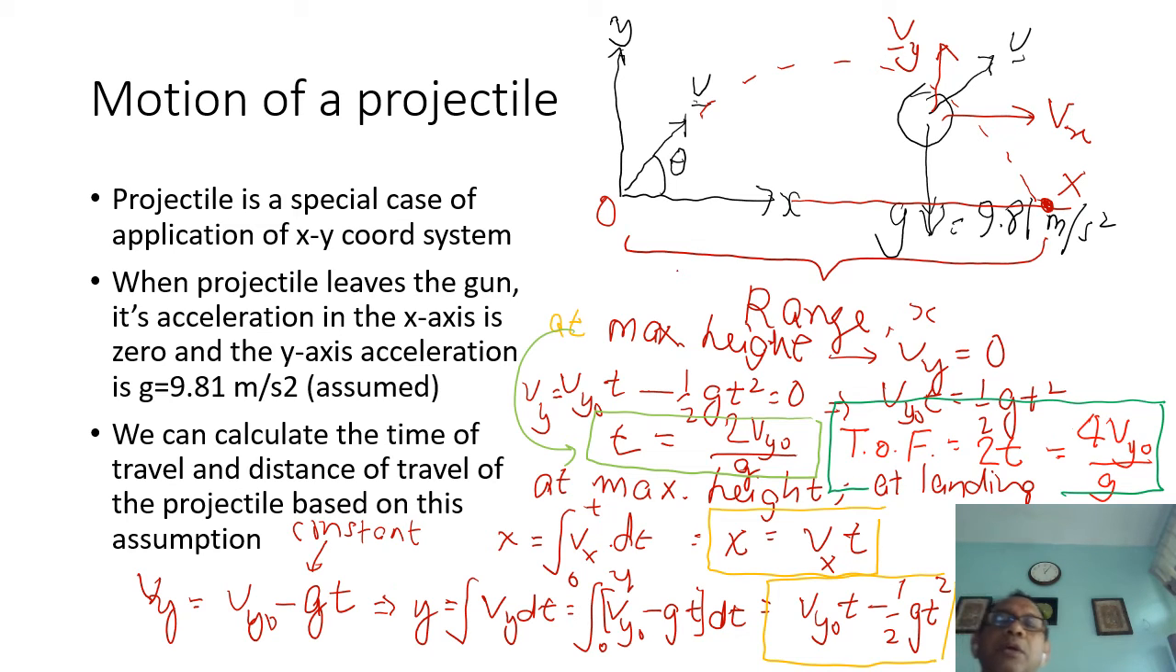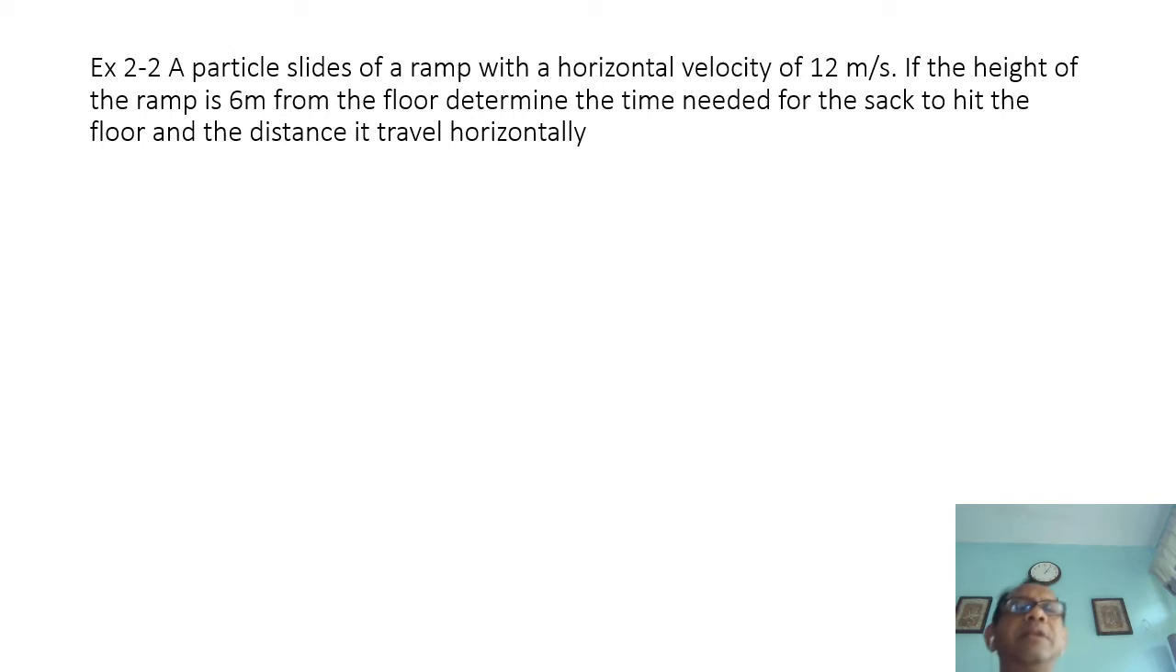So let's see how we use this equation to solve one particular example. So I will calculate the time of travel and the distance based on this assumption. So let's see one example. Here is a case where a particle slides off a ramp. So there is a ramp, and there's a particle that slides.